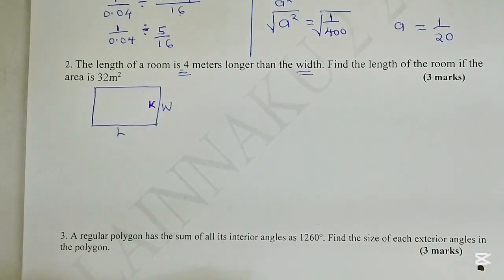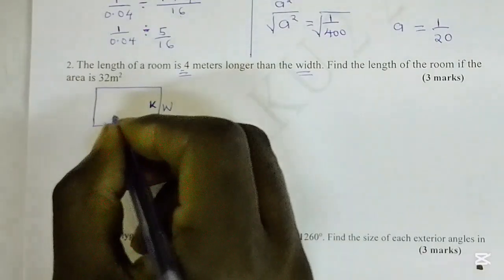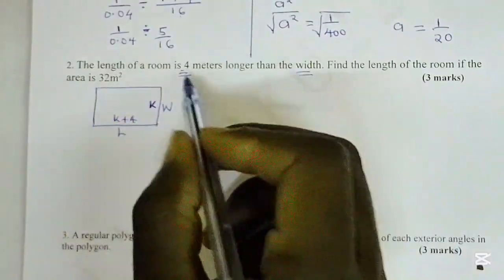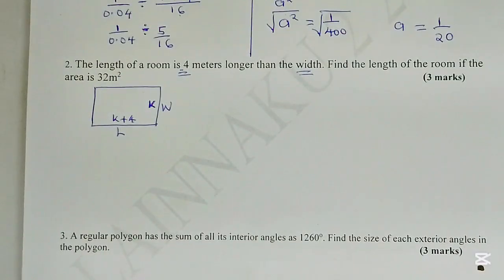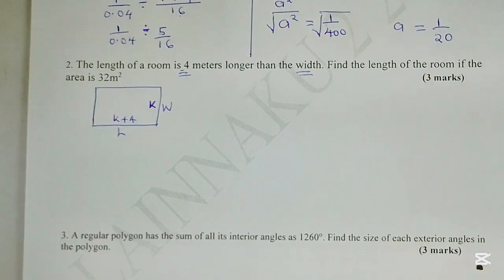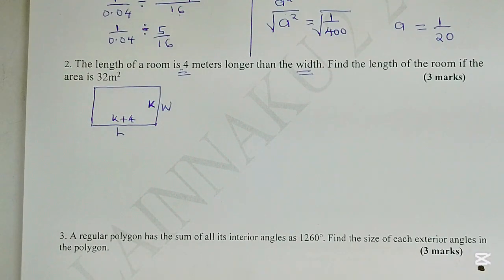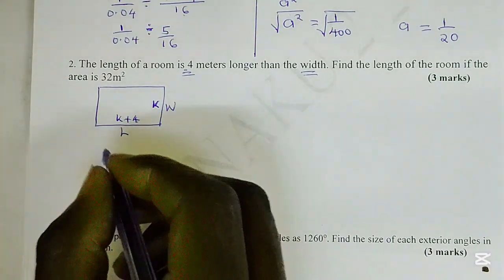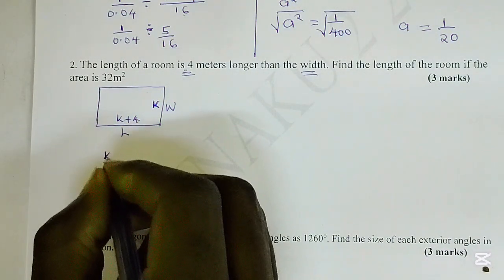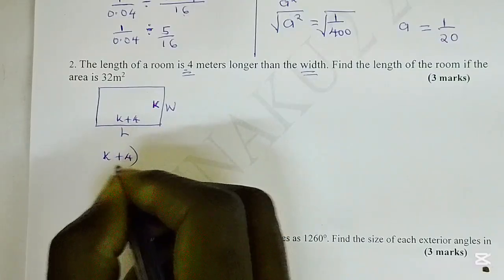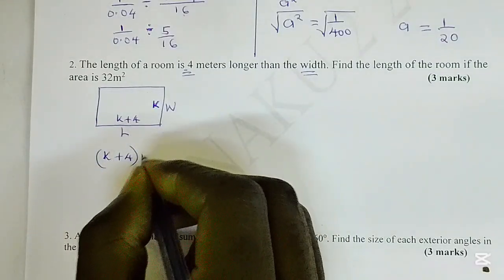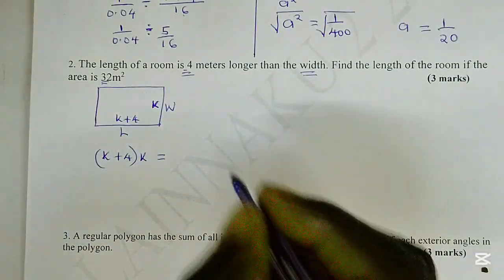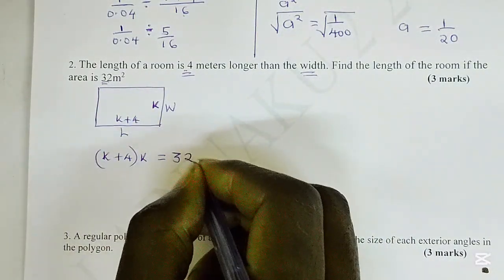So if the width is letter K, then it means that the length is going to be K plus 4, because they have said it is 4 meters longer than the width. So if it is 4 meters longer than the width, we can find the area now. So the area is going to be the length K plus 4 multiplied by the width K, and this one should give us the area, which is stated to be 32.